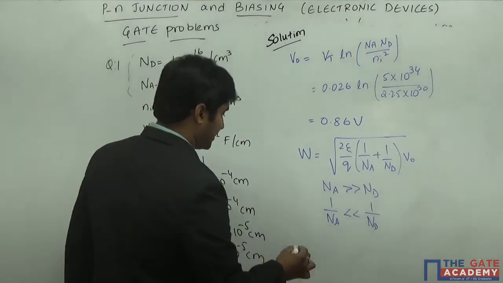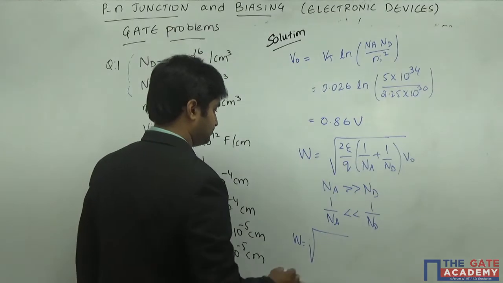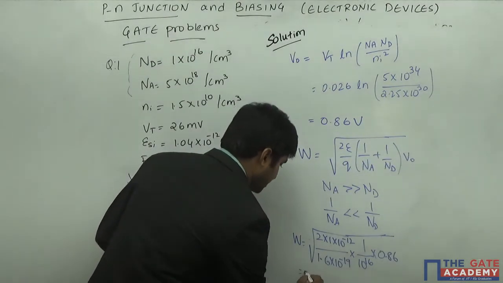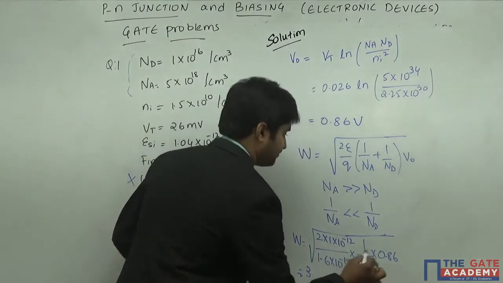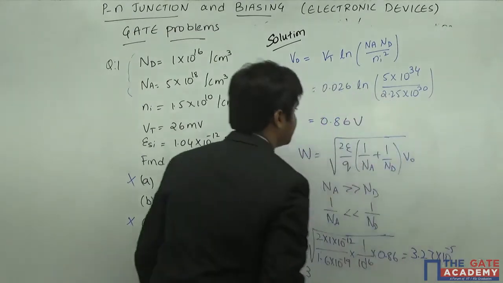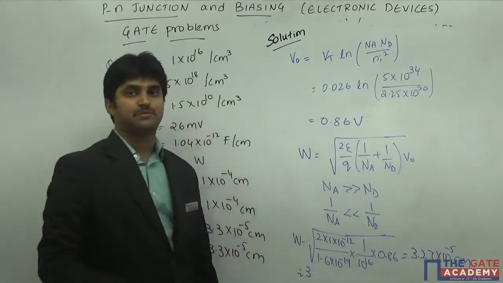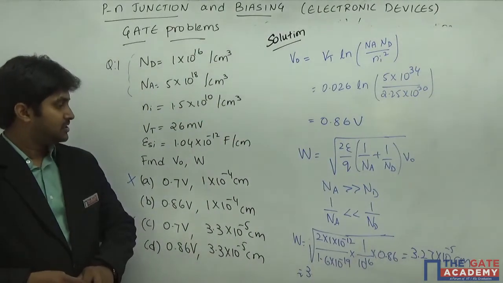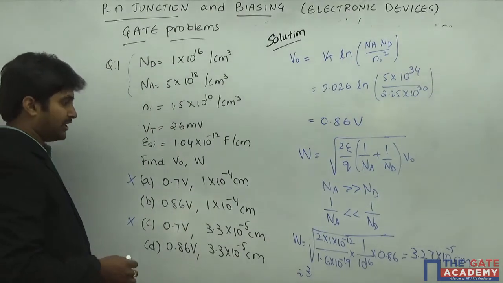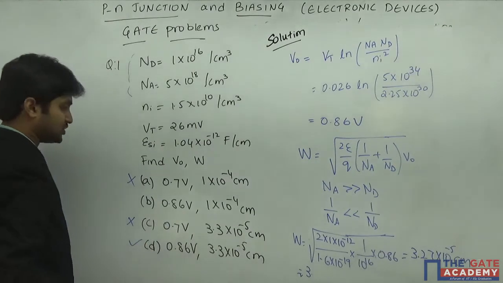So let me apply the formula. The value is going to be something like 3.27 into 10 power minus 5, and of course we'll get the answer in centimeters because each and every value is expressed in terms of centimeters. So the answer will also be in centimeters. So 3.3 into 10 power minus 5 centimeters and 0.86. So option D has to be the right answer.